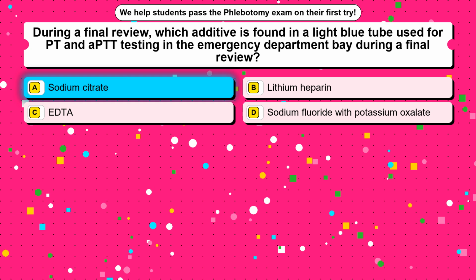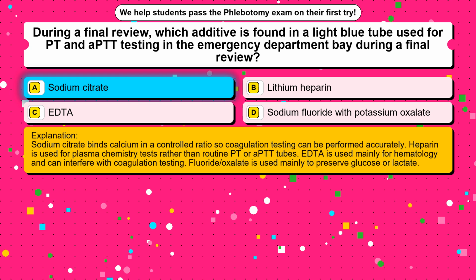The correct answer is option A, sodium citrate. Sodium citrate binds calcium in a controlled ratio so coagulation testing can be performed accurately. Heparin is used for plasma chemistry tests rather than routine PT or APTT tubes. EDTA is used mainly for hematology and can interfere with coagulation testing. Fluoride/oxalate is used mainly to preserve glucose or lactate.